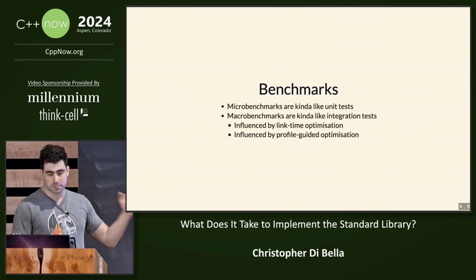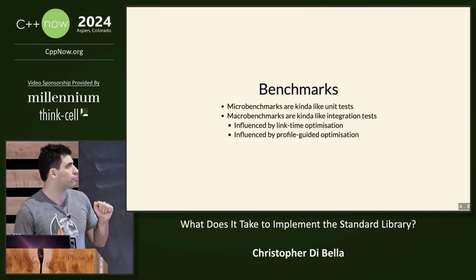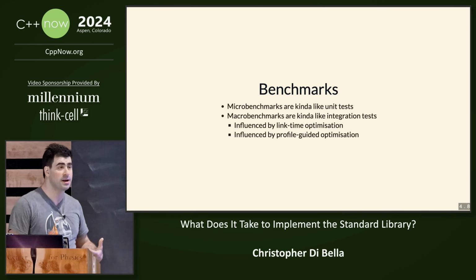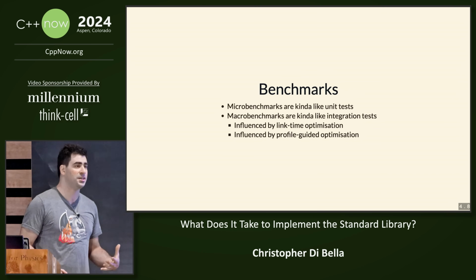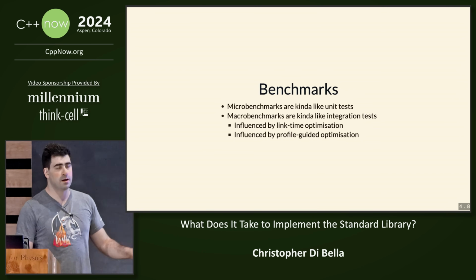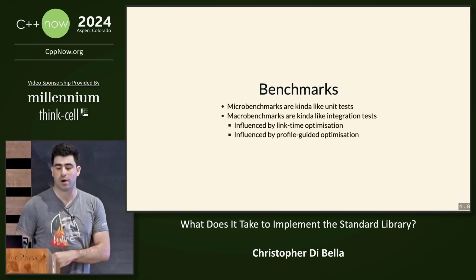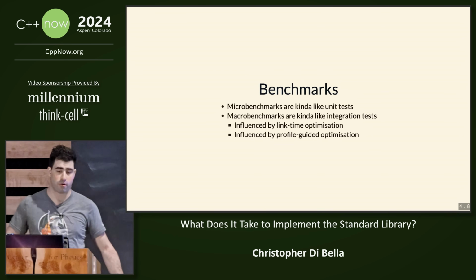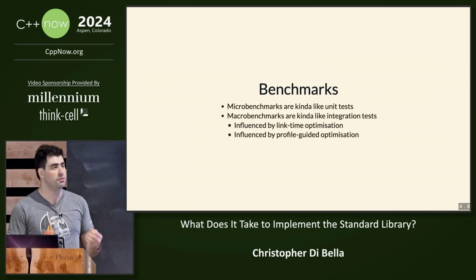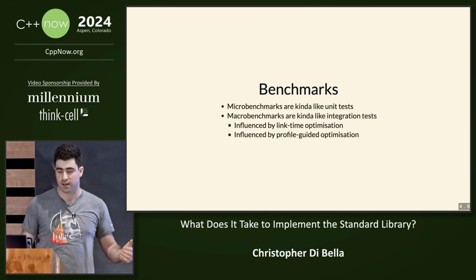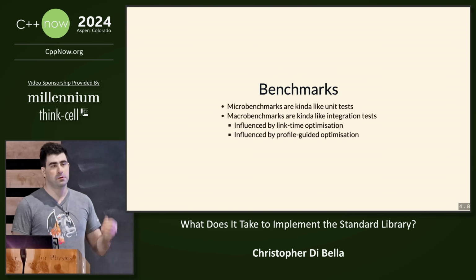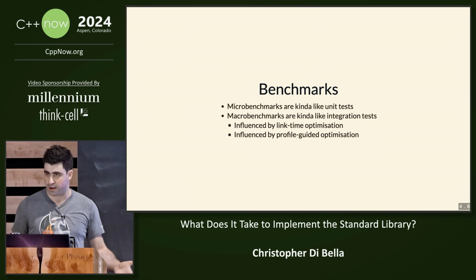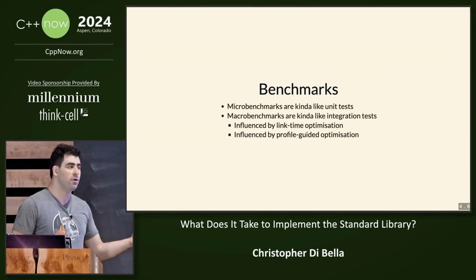Now, benchmarks, we should probably very quickly go through what benchmarks are possible. So there's micro benchmarks, which are like unit tests. They test things in isolation. They give you an idea of what's happening, but that's really all they're good for. Then you have macro benchmarks, which are more like integration tests. They test the whole program, and they give you an indication of how your thing operates in a larger society. And they are influenced both by link time optimizations and profile guided optimizations. This is what I was talking about earlier, where I was doing some benchmarking.